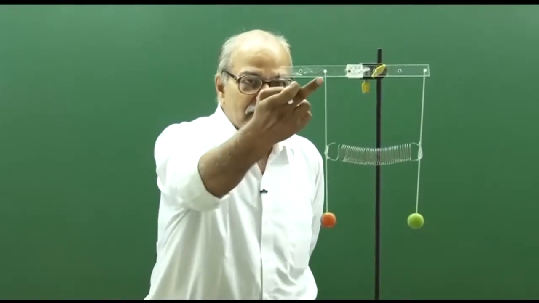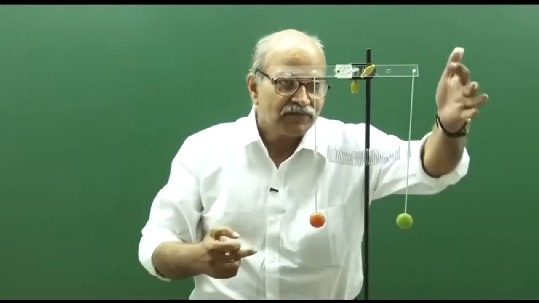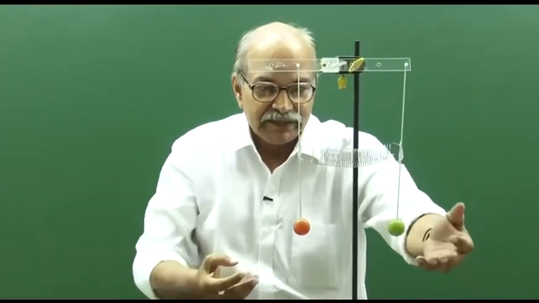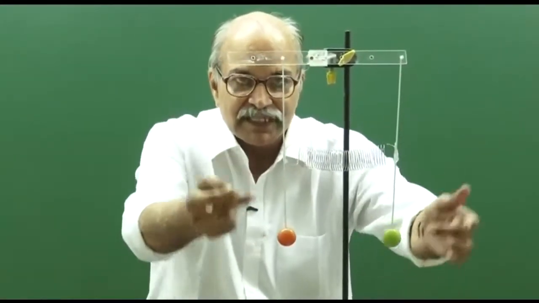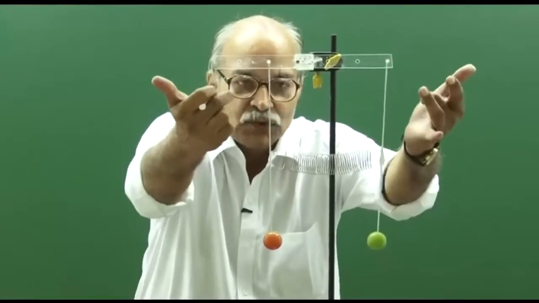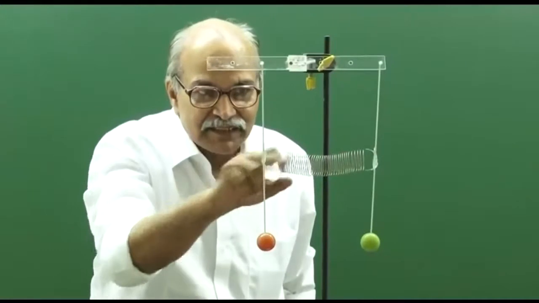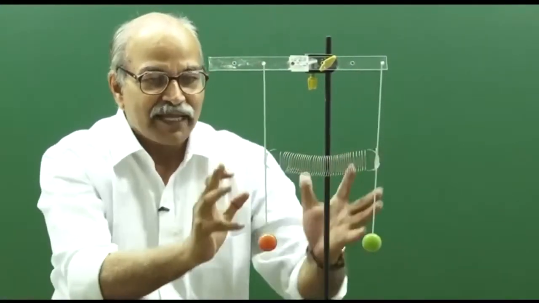You have two light rods, these are actually cycle spokes, and these two are balls which are attached to these light rods, and they are suspended through these holes. And the spring that you are seeing here, which is connecting the two rods, this is essentially the interaction mechanism.